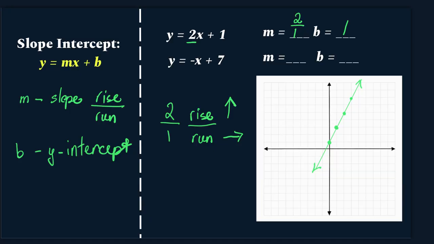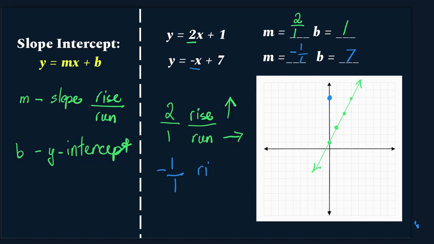Let's go ahead and work with our second equation. Our slope is -1, so -1 over 1. Okay, so our y-intercept is 7. That means we start with our y-intercept, go up to 7. So on the y-axis, 1, 2, 3, 4, 5, 6, 7, and that's our point where the line is crossing the y-axis.